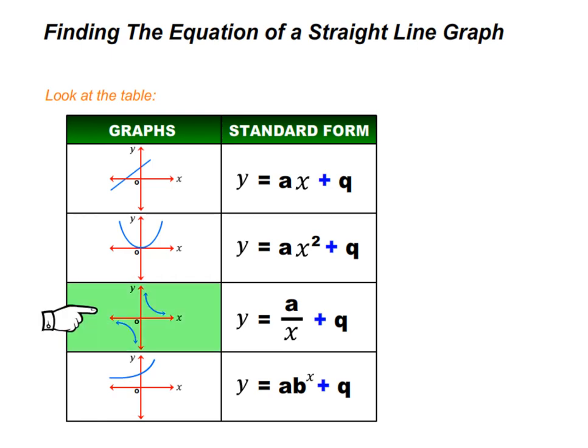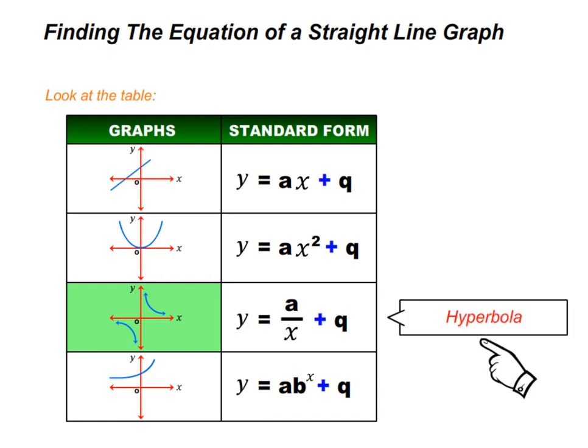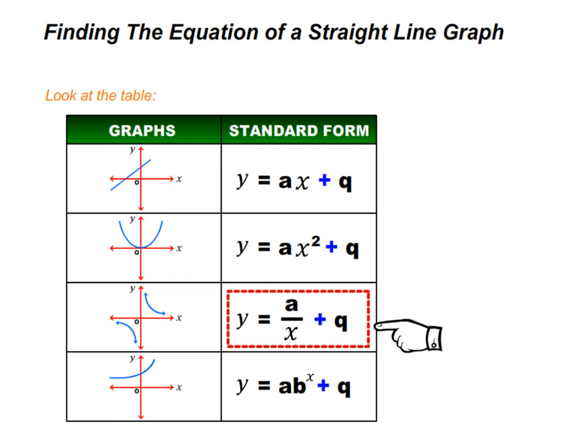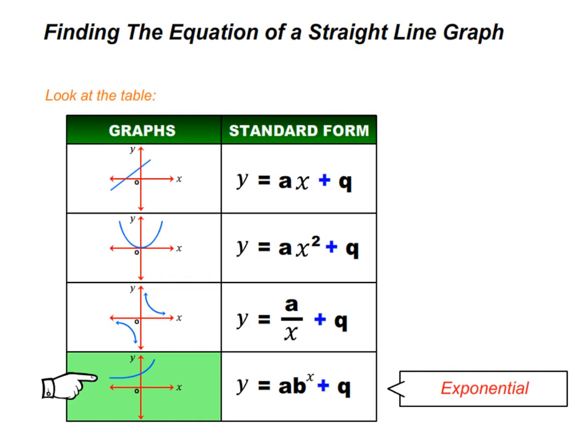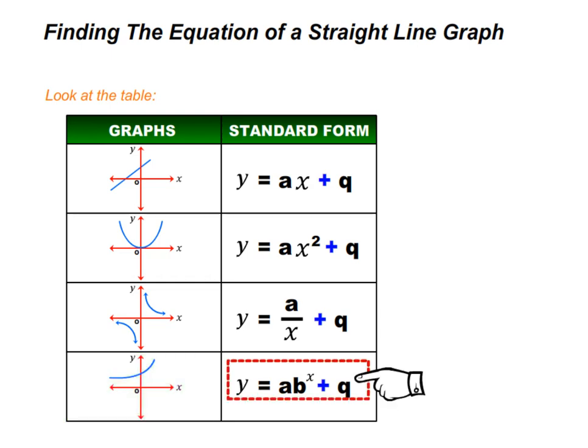Look at the third graph. The third graph is the graph of a hyperbola. It has an equation y is equal to a over x plus q. Finally, we have an exponential graph as our last graph. The exponential graph has the equation y is equal to a multiplied by b to the exponent x, plus q, as its standard form.